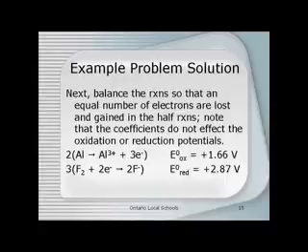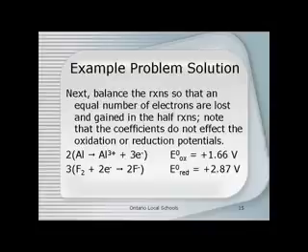Next, as with all reactions, we love to balance. We're going to balance the reactions so that an equal number of electrons are lost and gained in the half reactions. And one thing that's so important to note here, the oxidation and reduction potentials are not stoichiometric. What that means is that the coefficients in the balanced equation are not applied to the oxidation and reduction potentials. Those are what they are regardless of the stoichiometric coefficients used. So please remember that. Very, very important.